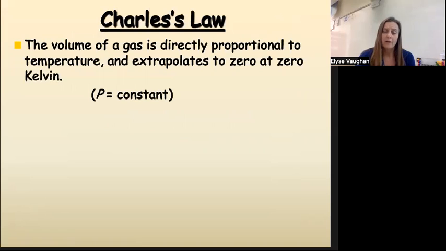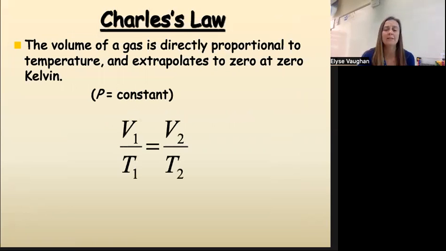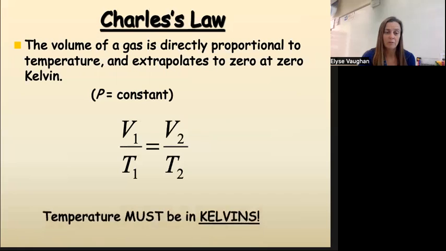So now we're going to talk about Charles's law. Charles's law says the volume of a gas is directly proportional to temperature and extrapolates to 0 at 0 Kelvin. And again, we're holding pressure constant now. So we express this mathematically by saying that the initial volume divided by the initial temperature is equal to the new volume divided by the new temperature.